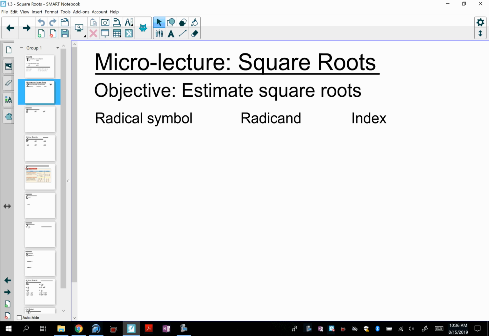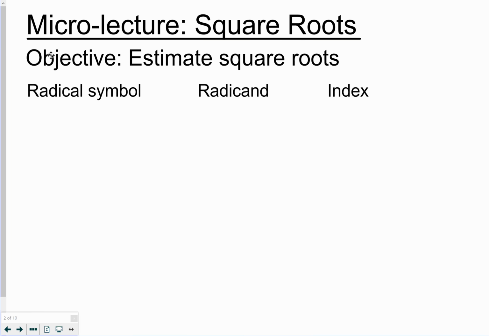All right, so we're going to be talking about square roots today. And I first wanted to go through three vocab words that are going to help us with how we discuss the lesson today. So the first one is the radical symbol. So here is the radical symbol. You guys are familiar with this. You've been working with this for a couple of years now. So this is the radical symbol.